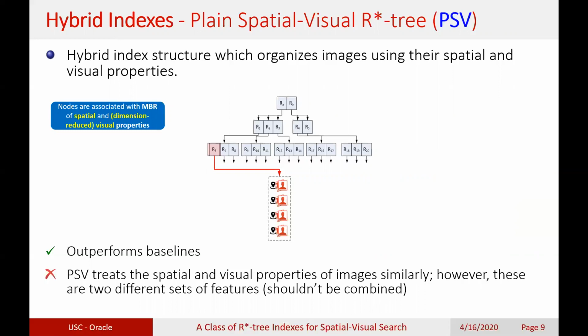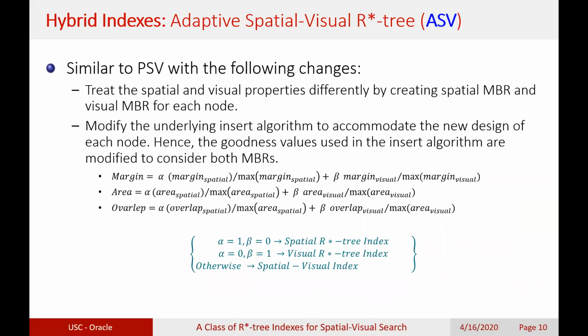So the second proposed index is to associate each node with 2 MBRs, one for spatial and one for visual properties. Also, we can adapt the organization by setting different weights for the spatial and visual properties.